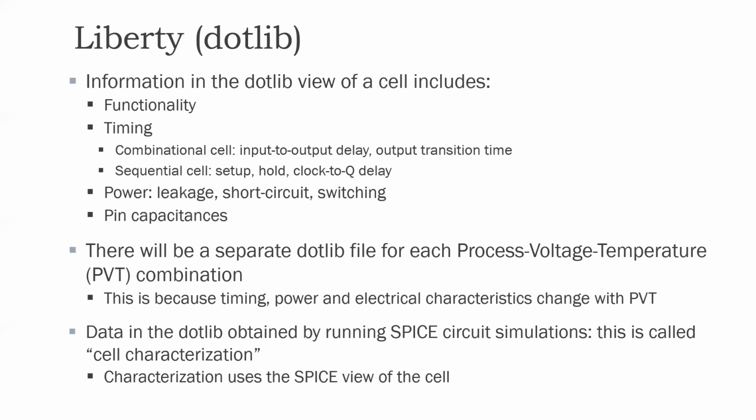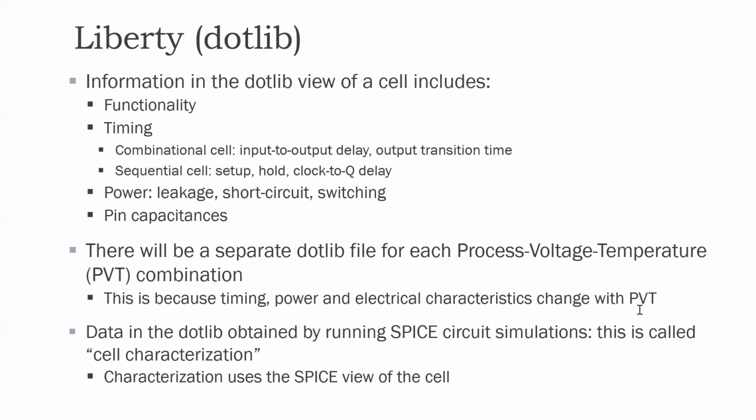Data in the .lib file is obtained by running SPICE circuit simulations. This is called cell characterization. This is done one time, and then from the output of these simulations, you get all the delay and power information and its dependencies, and then that is all captured in some kind of standard format in the Liberty file.